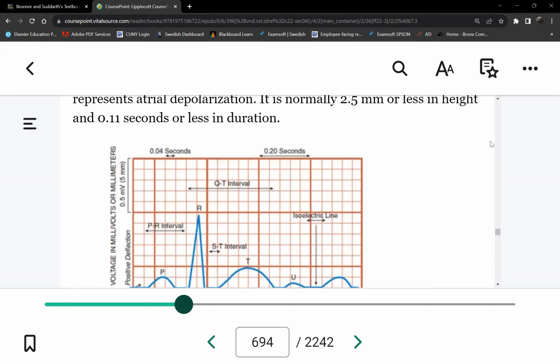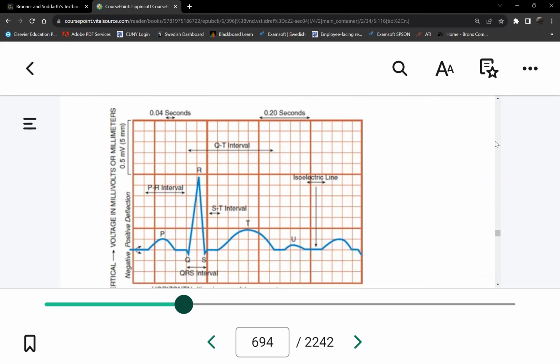Okay, so here's the measurement. So each big box, this figure now shows us small boxes and big boxes. These are the small boxes, no doubt about that. But you know that there are big boxes, right? So you see this big box. One big box is 0.5 millivolts. Remember, vertical lines measure voltage in millivolts. So one big box is 0.5 millivolts.